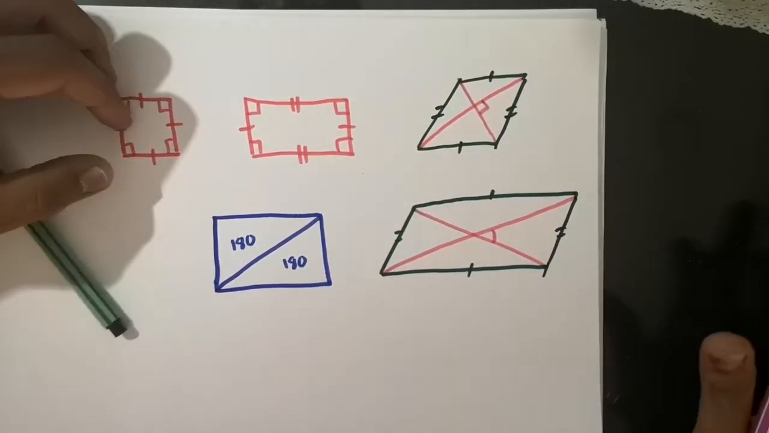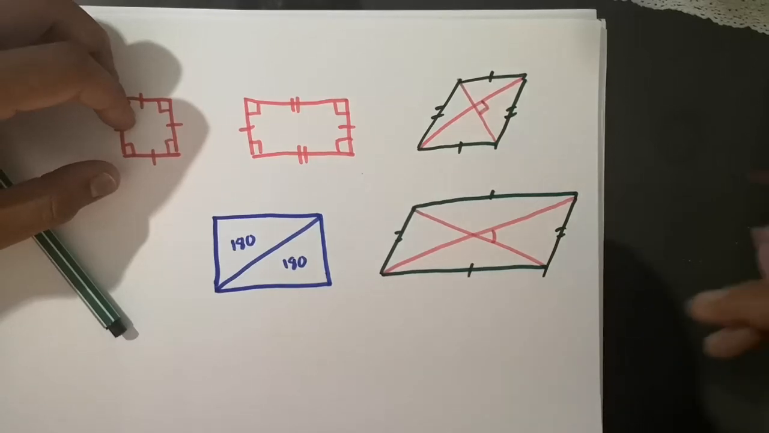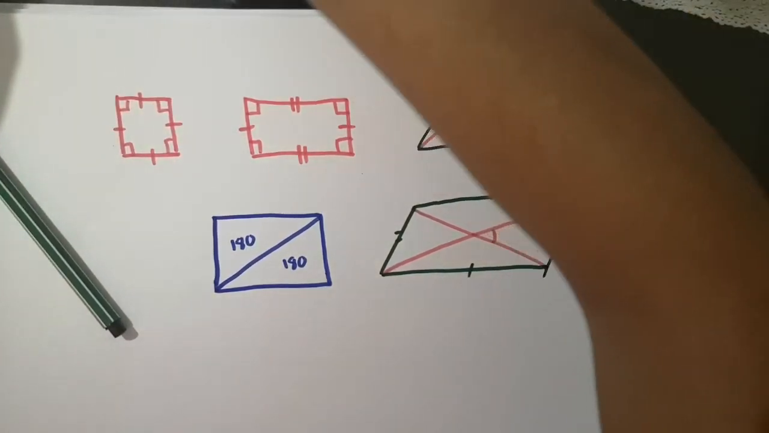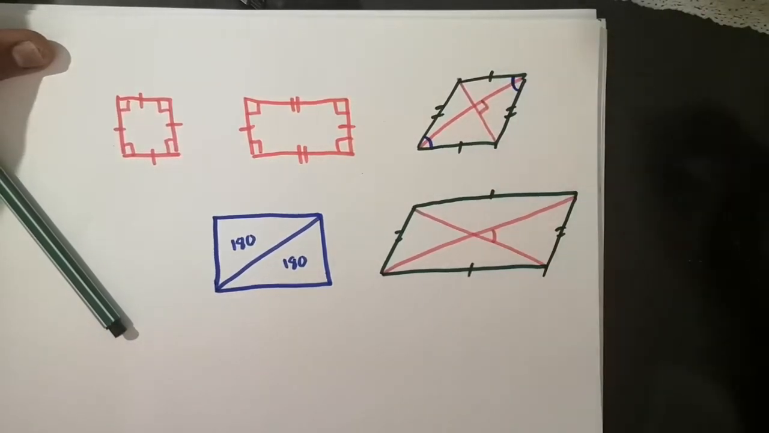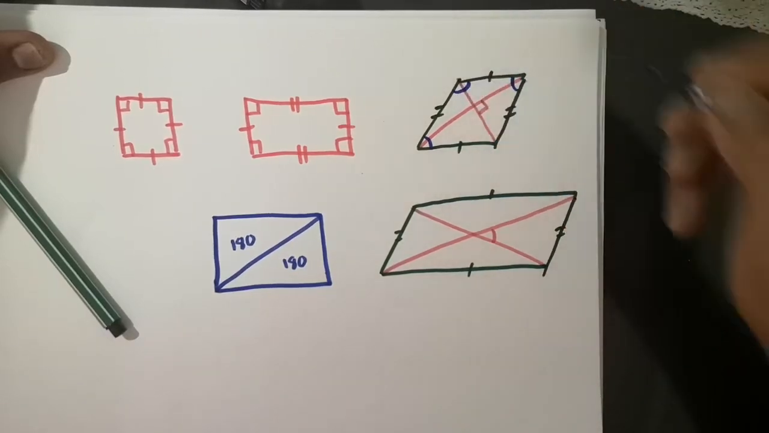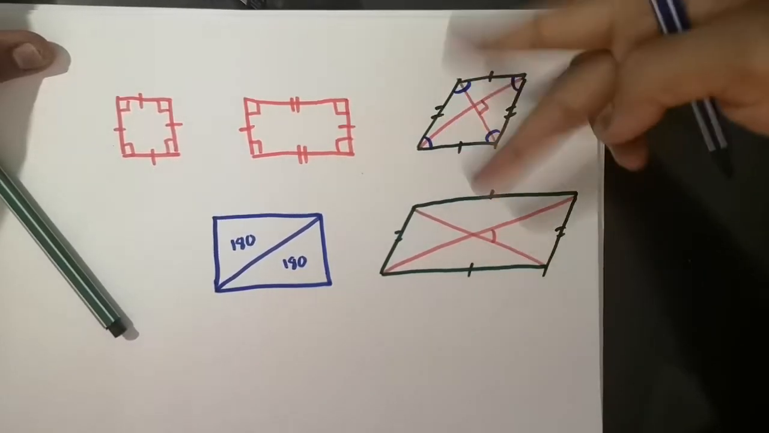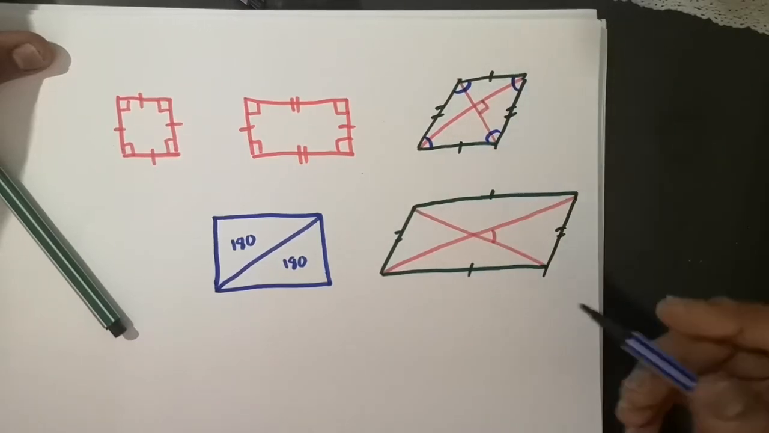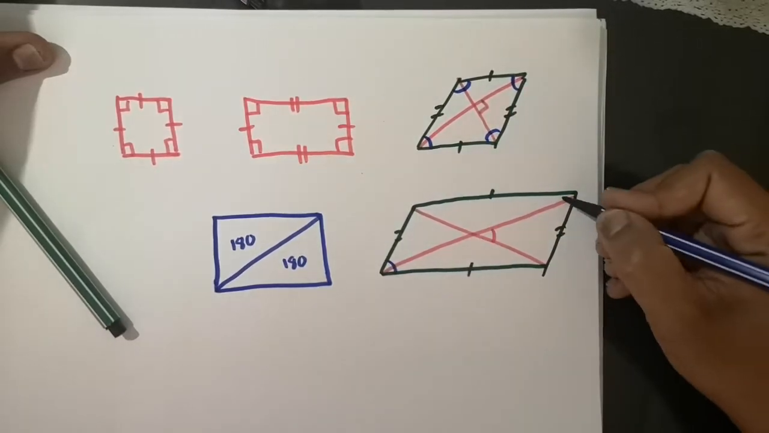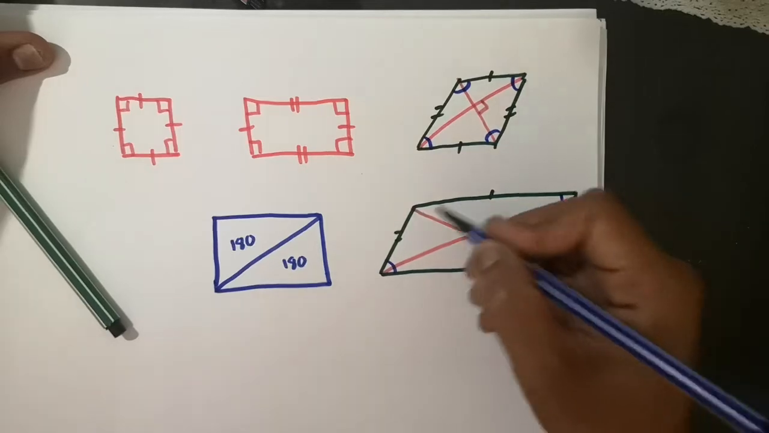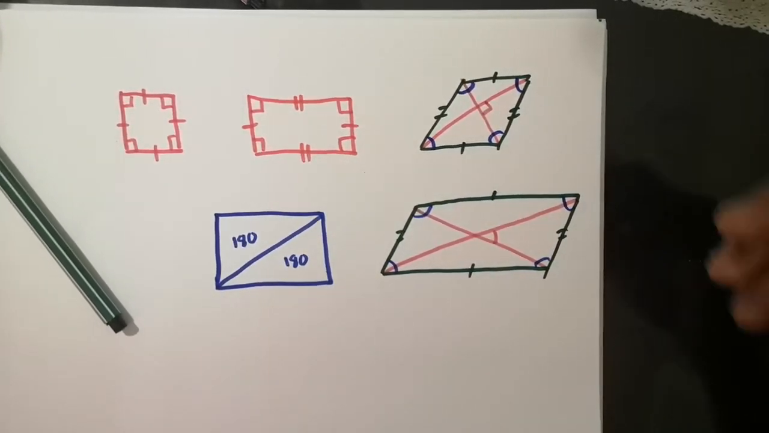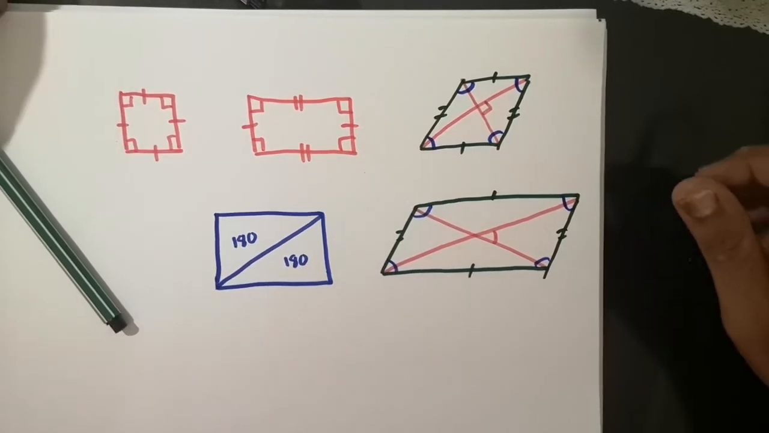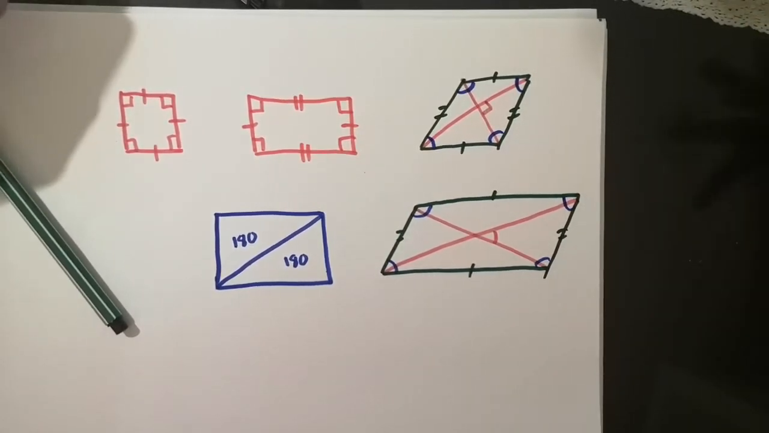The next thing that you need to know is the angles, okay? So this angle, I'll use a different color pen. This angle is the same as this angle, opposite. This angle is the same as this angle, opposite. Same goes for the parallelogram. This one and this one. This one and this one. So always remember the opposite angles are the same.